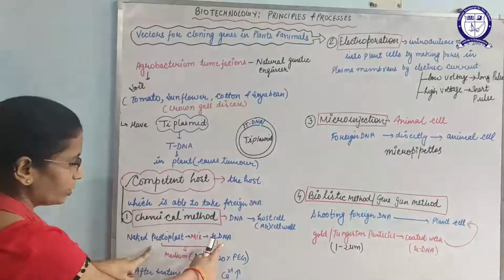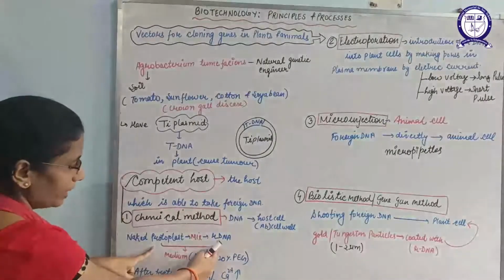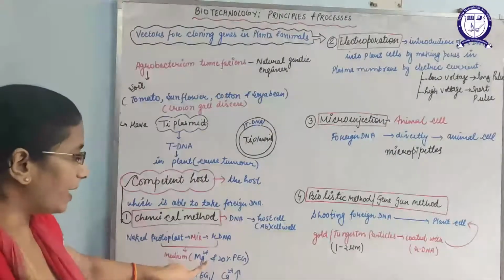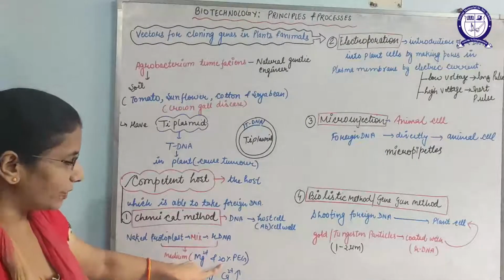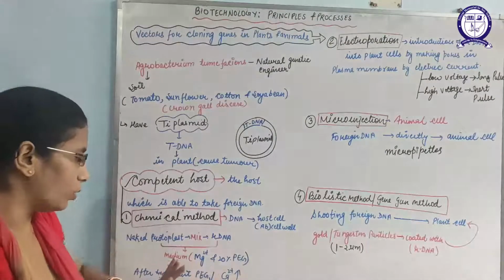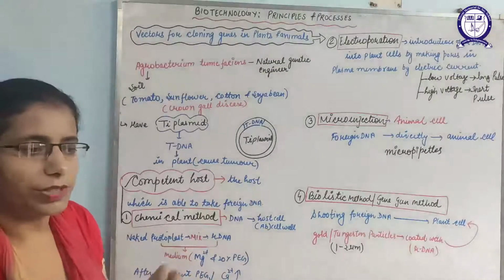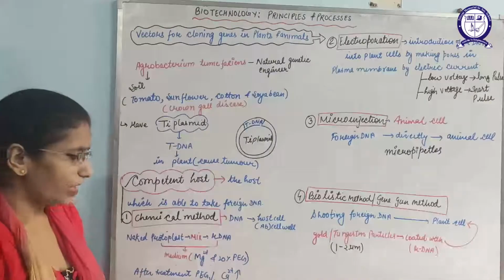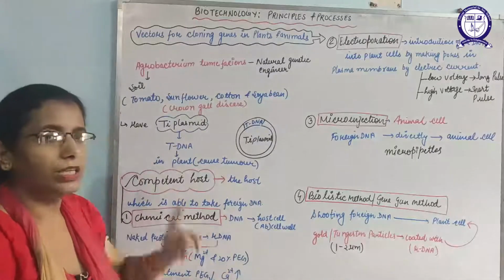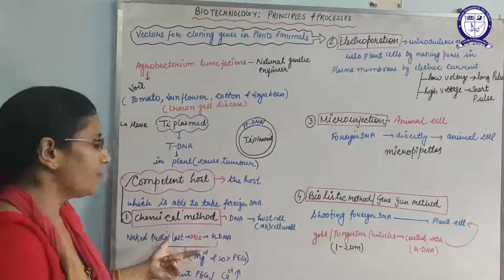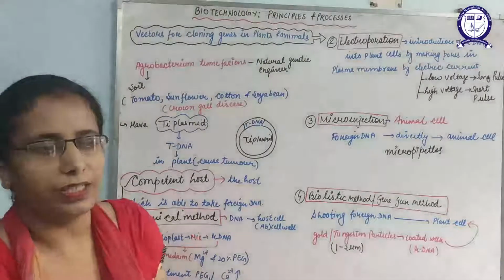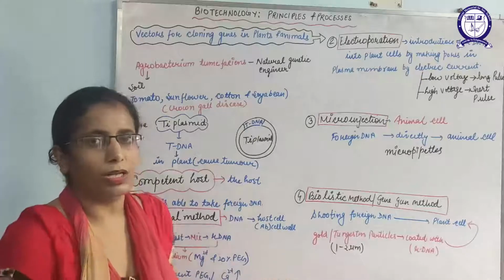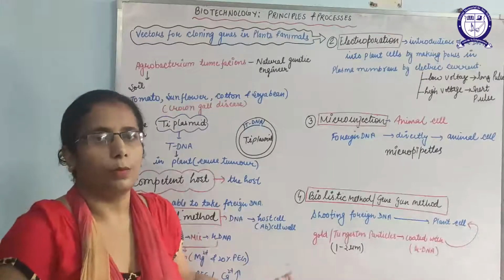Both of these, protoplast and recombinant DNA, are mixed into a medium, and that medium has magnesium ions and 20% polyethylene glycol. After the treatment, the concentration of PEG will be reduced and the concentration of calcium ions will be increased. But this method is not applicable to all bacteria because many bacteria or cells are sensitive to these chemicals and are not able to take up the recombinant DNA.